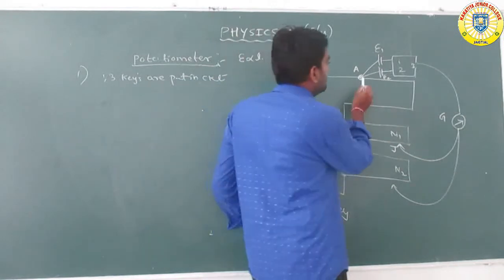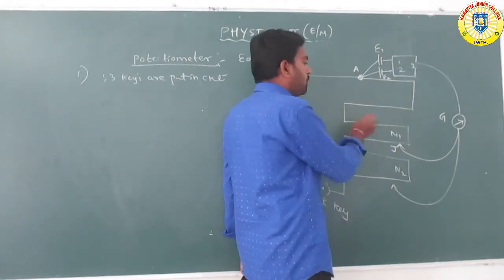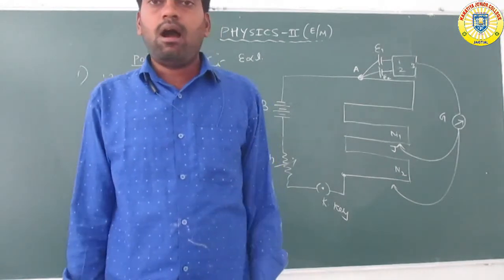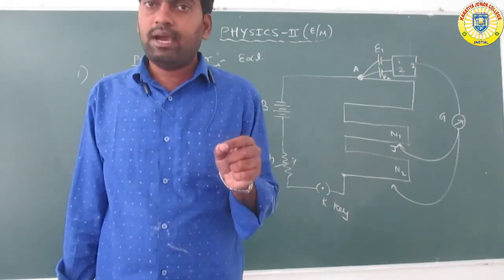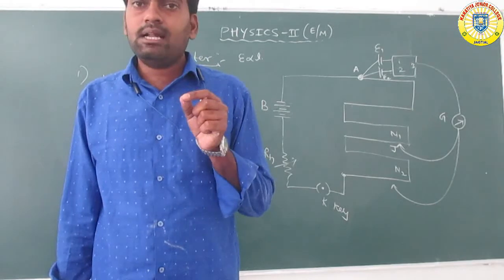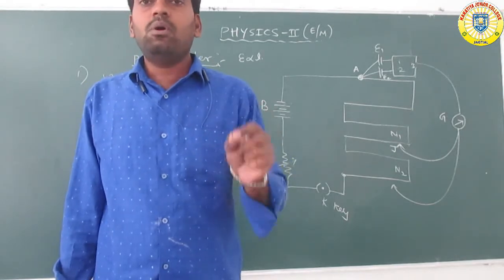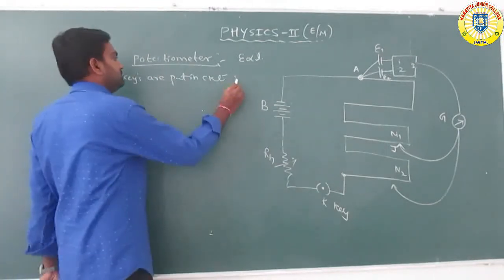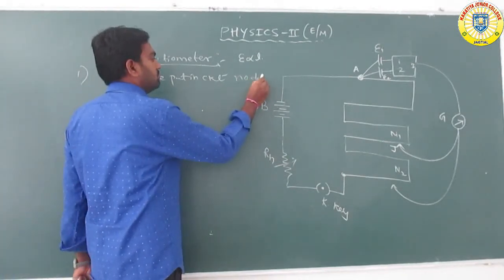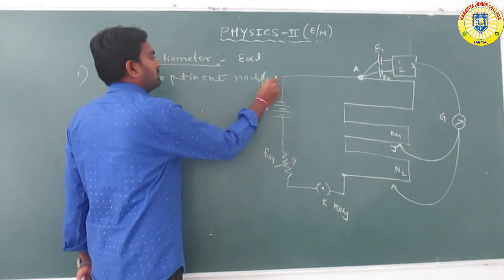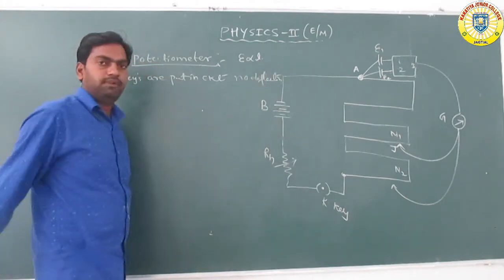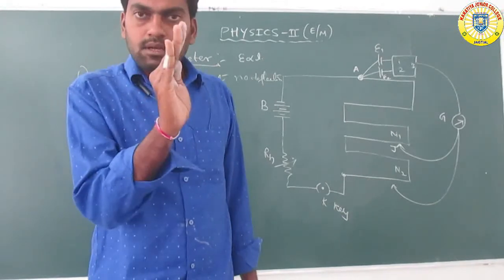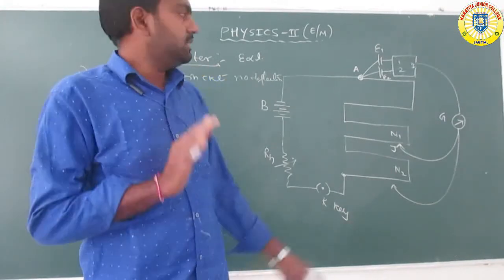The jockey is moved on the potentiometer wire until the galvanometer shows no deflection. No deflection.